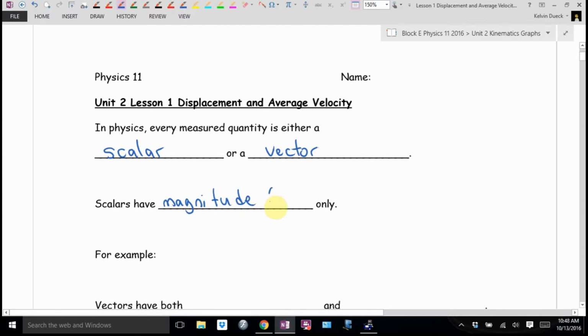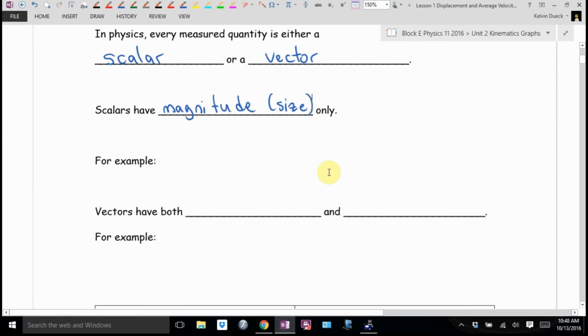Scalars have magnitude, that's a fancy word for size, only. Vectors have both magnitude, size, and this is the important part, direction. Direction.